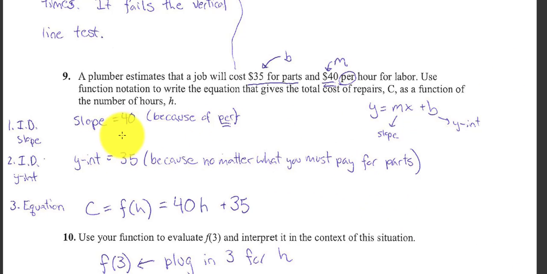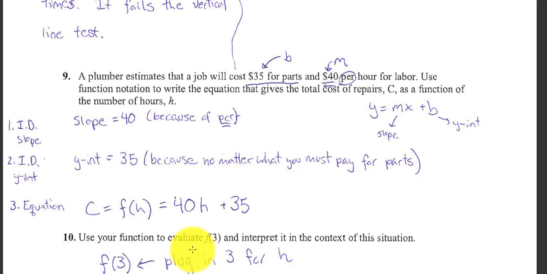So the slope would be the $40 per hour. That's our rate. The rate of pay is the 40. The 35 for parts is what's fixed. So your initial cost before labor is $35. So the B in y equals mx plus b is 35. The m is the 40. And my equation would be, okay, well, function notation, the cost is a function of the number of hours, which in this case would be $40 per hour plus the 35 for parts.